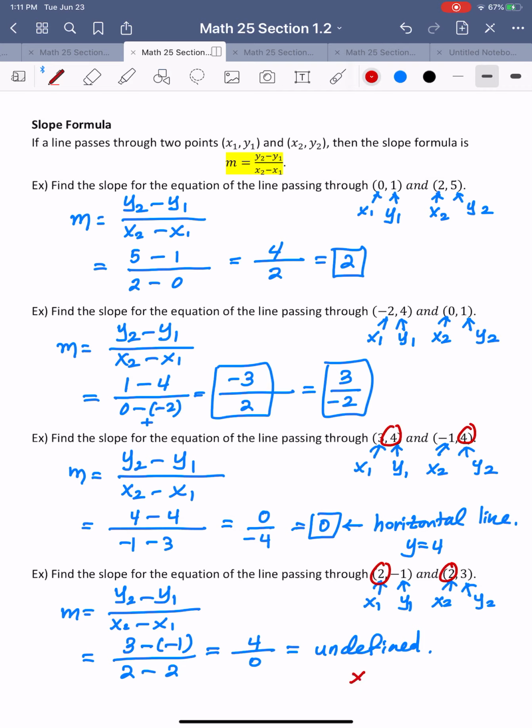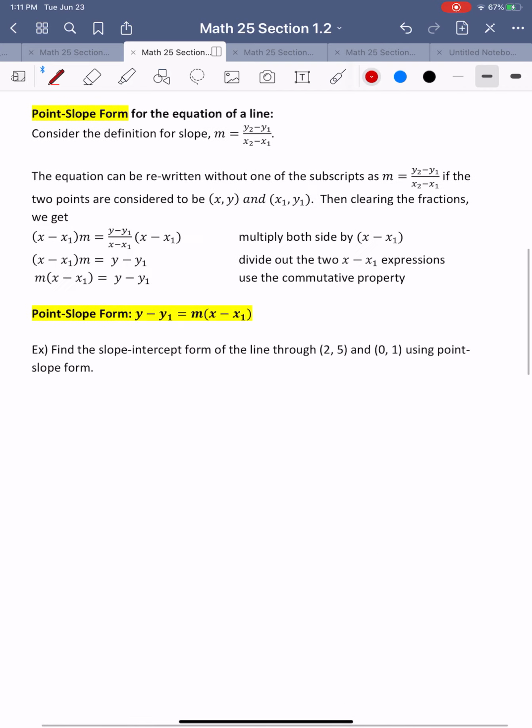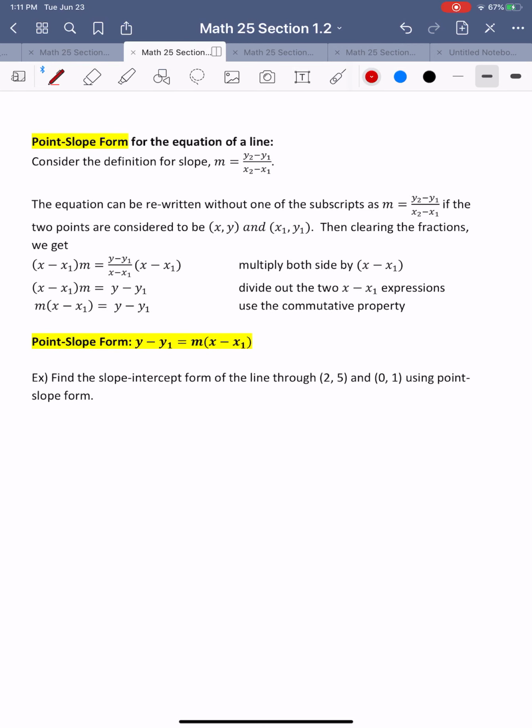Isn't it? So this is the equation of x equal to 2. Alrighty? Okay, let's look at the next page. Point slope form of the equation of the line. So there's another way you can define the equation of the line, which we call the point slope form.